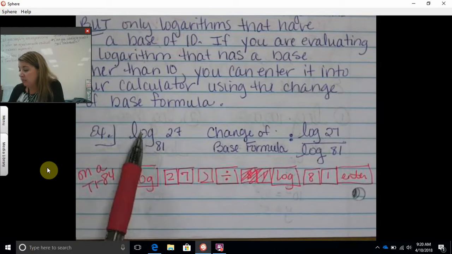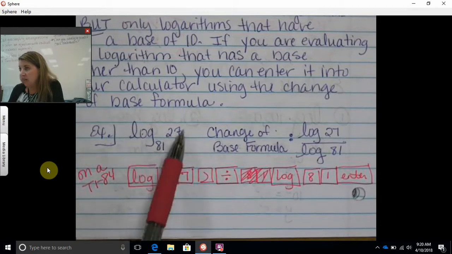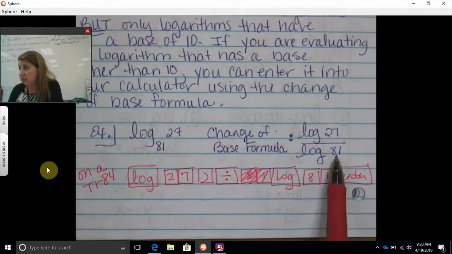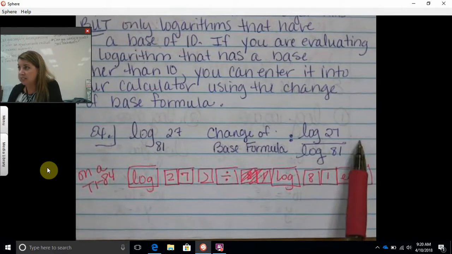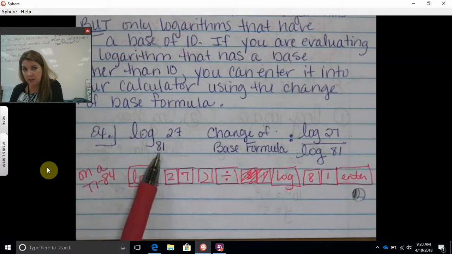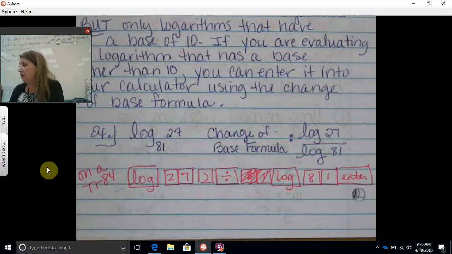It's imperative that you put the log of 27 as your numerator. The base has to be your denominator. If you put it in backwards, that's the way it's going to enter into the calculator, okay? So you put log of 27 divided by the log of 81. If you have a calculator on your desk, I want you to enter this with me.